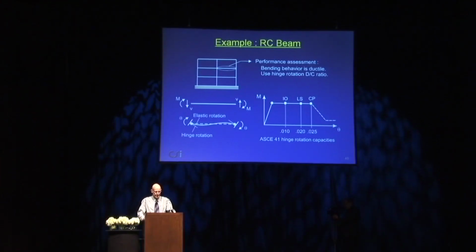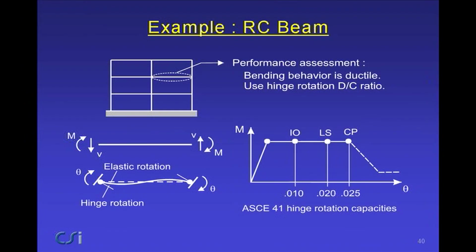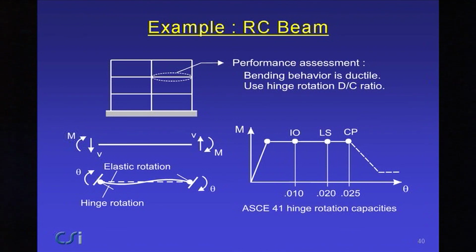If we look at an example here, this is a reinforced concrete beam. For a beam here, the performance assessment, you might say that bending behavior is ductile, so let's use the hinge rotation. Hinge rotation is a demand capacity measure, and calculate the hinge rotation demand capacity ratio. The sort of model you might have is shown here in this diagram. A hinge forms here. A certain amount of the rotation is elastic, a certain amount of the rotation is plastic hinge rotation.